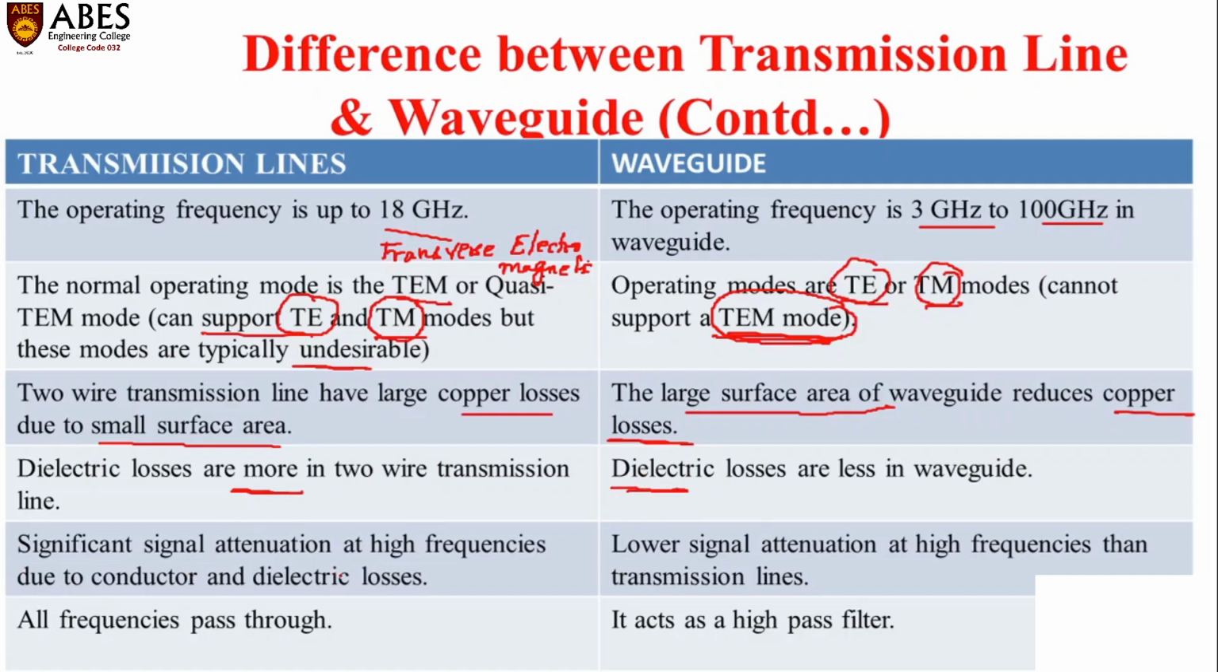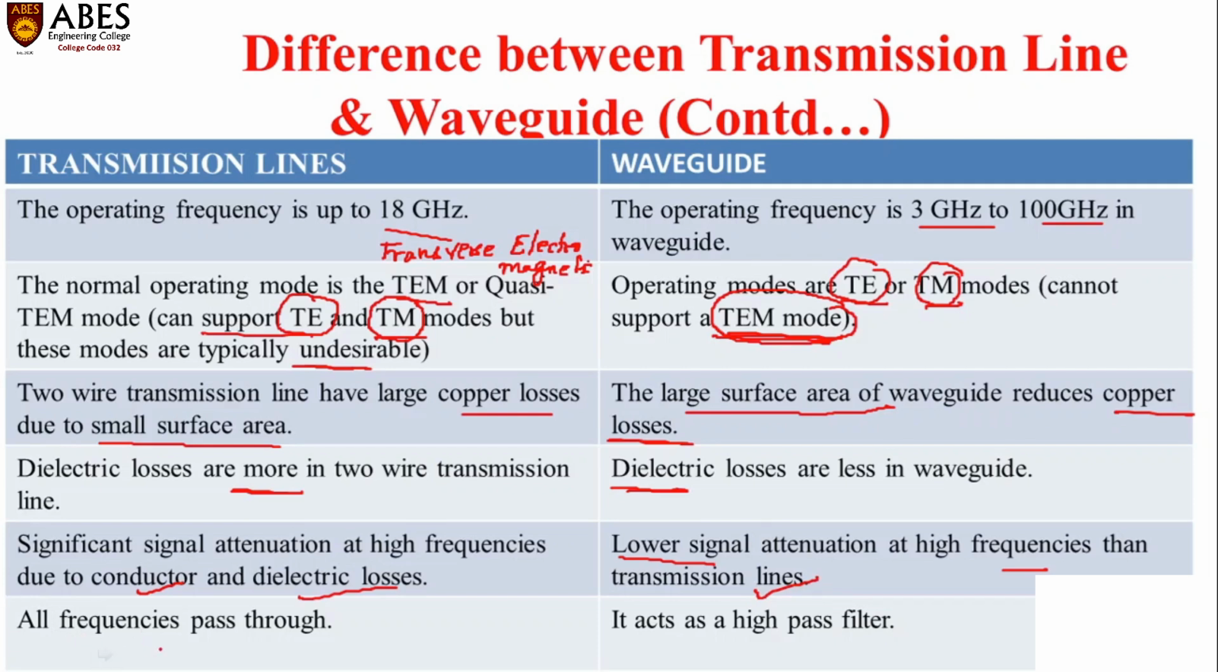Significant signal attenuation at high frequency occurs in the case of a transmission line due to conductor and dielectric losses, which we have already seen in the previous two differences, and lower signal attenuation at high frequency occurs in the case of a waveguide as compared to the transmission line.